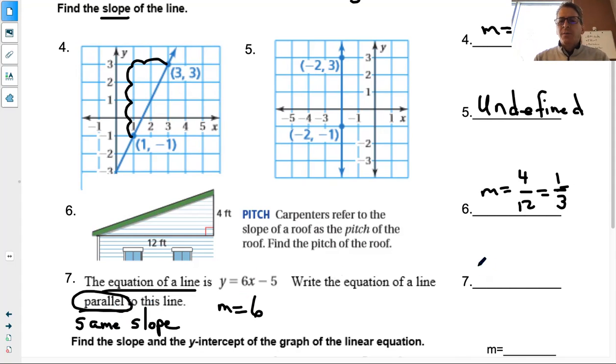So I'd make it really simple. y is equal to 6x. Then instead of minus 5, I'm just going to put plus 5.